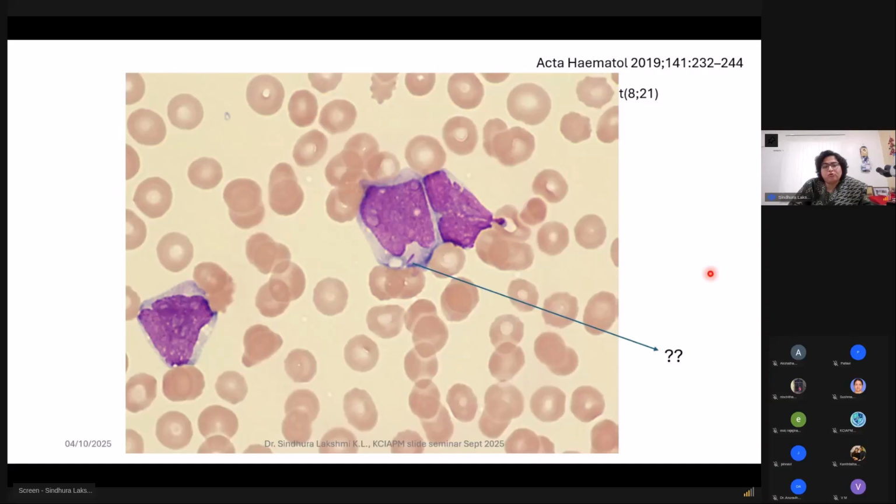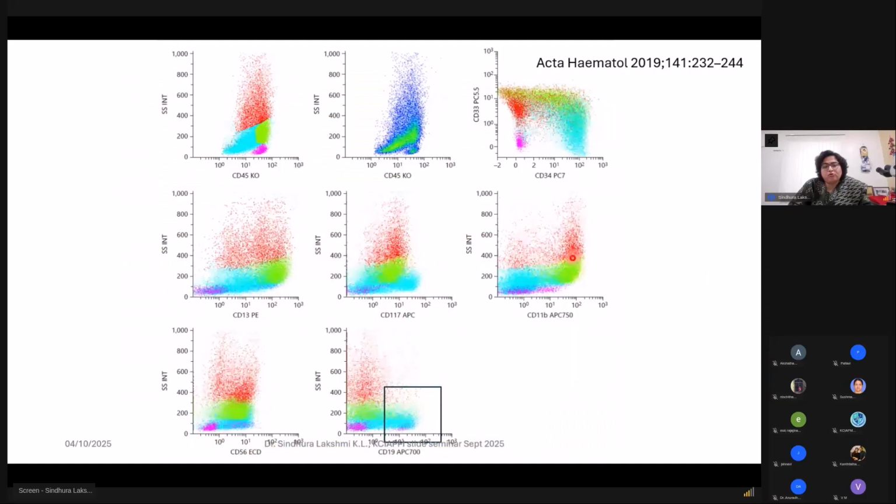So typically on flow, you will see CD19 expression along with other myeloid lineage markers being present. This should not be misclassified as mixed phenotypic leukemia because CD19 dim expression is known in translocation 8;21 AML.